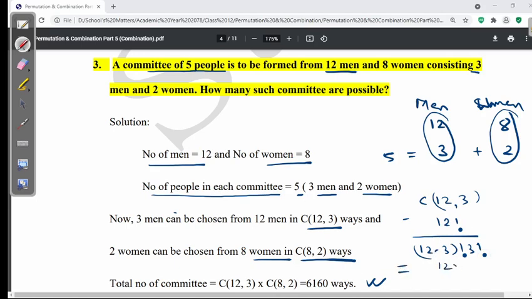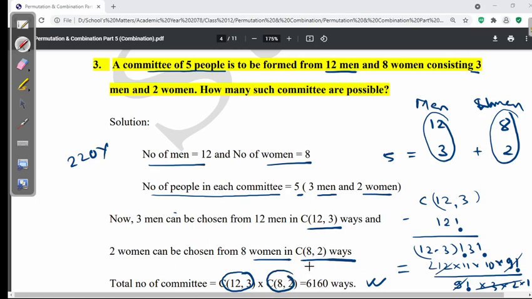equals 12 times 11 times 10 times 9 factorial. 12 minus 3 is also 9 factorial times 3 into 2 into 1. It can be cancelled. 3 2s are 6, 2 6s are 12. So 11 2s are 22, 10 22s are 220. The value will be this. Similarly, you can find the value of this in expanded way. In this way, you have to show these steps.